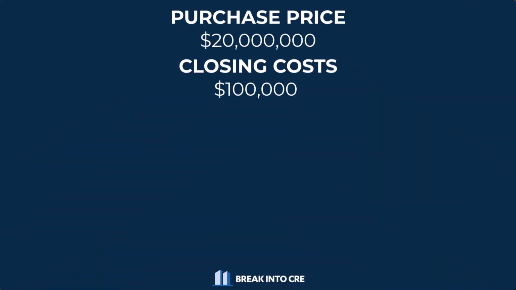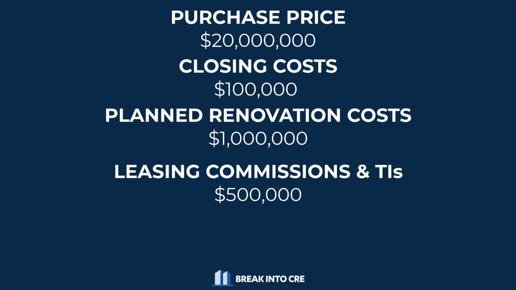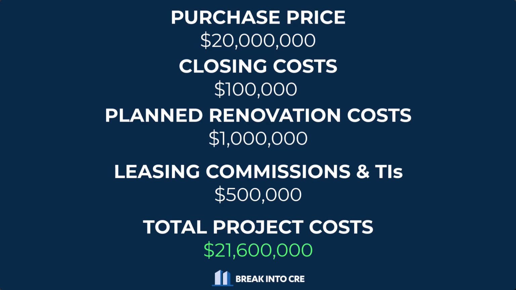So in this case, if in addition to our $20 million purchase price, closing costs were assumed to be $100,000, planned common area renovation costs were assumed to be $1 million, and leasing commissions and TI allowances necessary to lease up vacant space were expected to be another $500,000 on the deal, this would bring our total cost on the acquisition to $21.6 million.